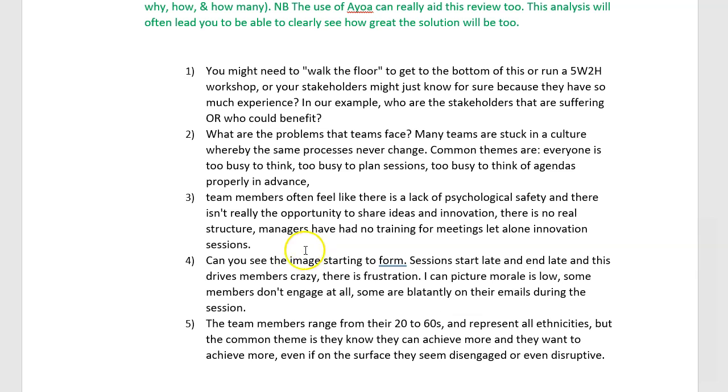Can you see the image starting to form? Sessions starting late, ending late, and this drives members crazy. There is frustration. I can picture morale is low, some members don't engage at all, some are blatantly on their emails during the session. The team members range from their 20s to 60s and represent all ethnicities, but the common theme is they all know that they can achieve more and they all want to achieve more, even if on the surface they seem disengaged or even disruptive.